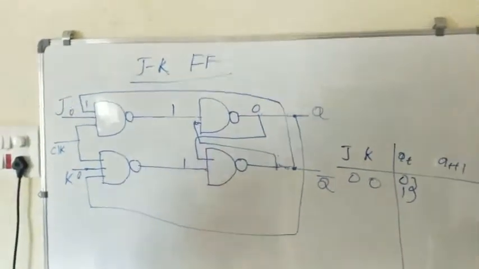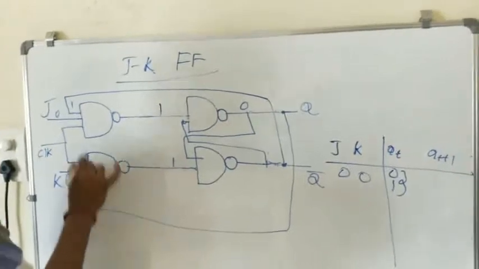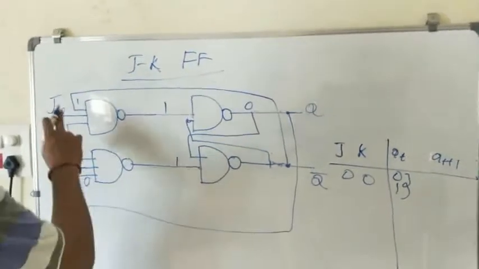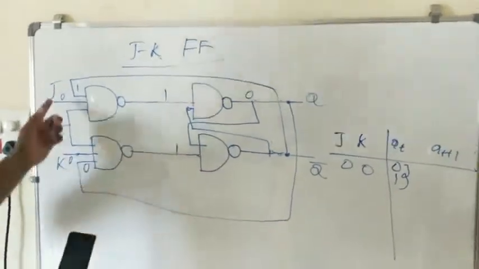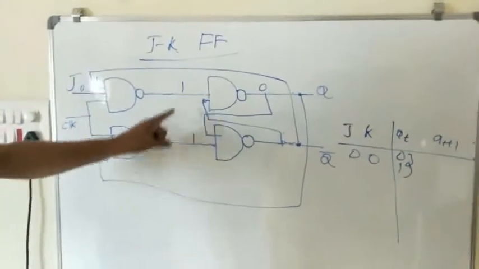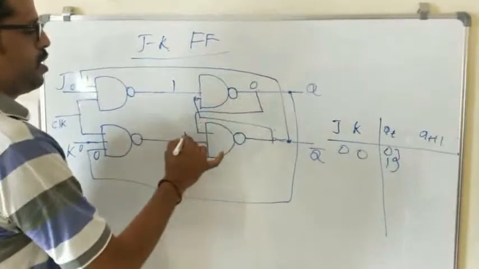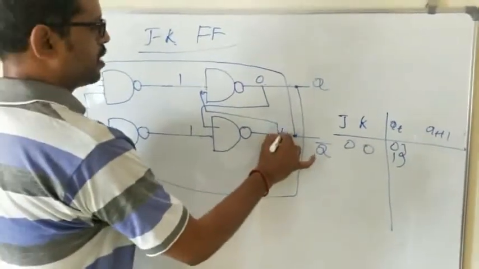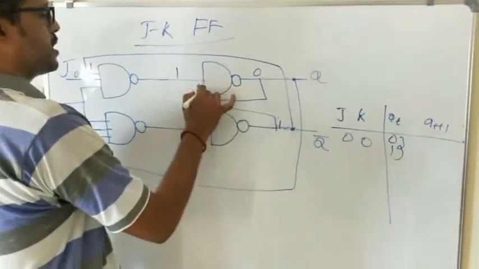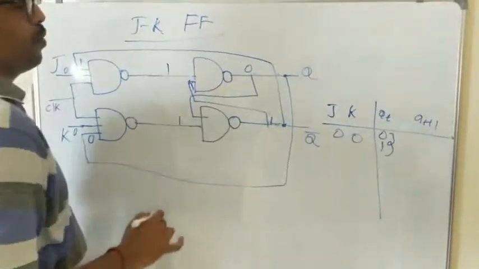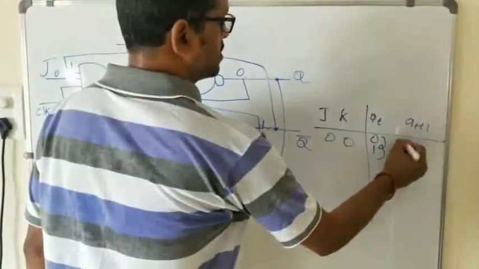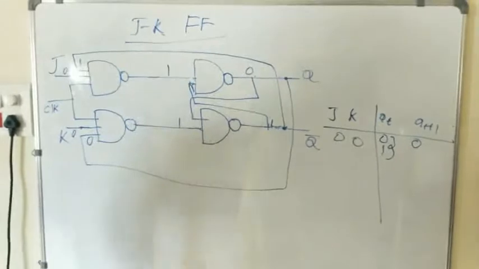Similarly, Q is 0 means here it is 0. Anyhow, this is the situation: if any one of the values is 0, we are going to have 1 at this place. Now we will check it. 0 and 1, what will happen? 1 will come here, and 1 means we will get 0 when Q is 0.